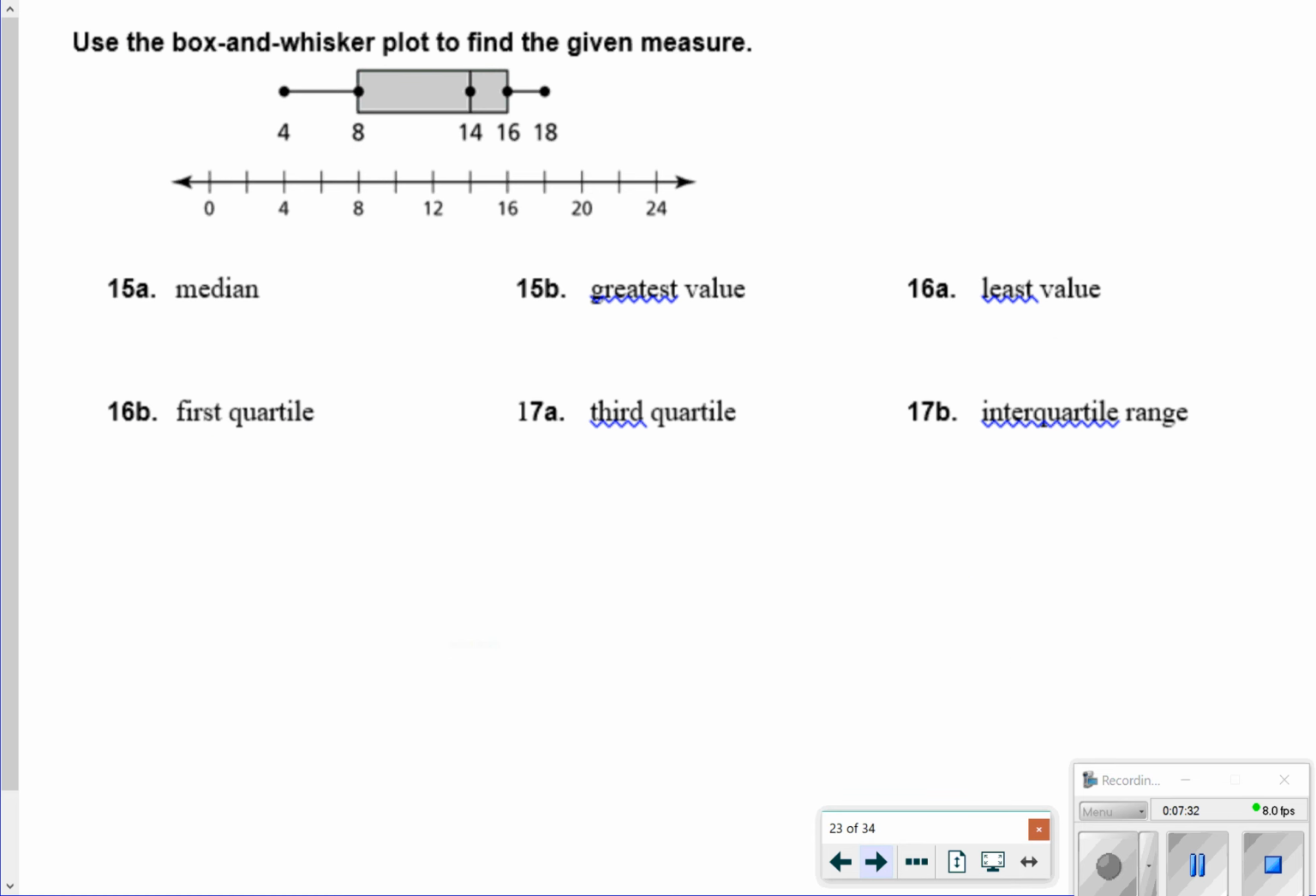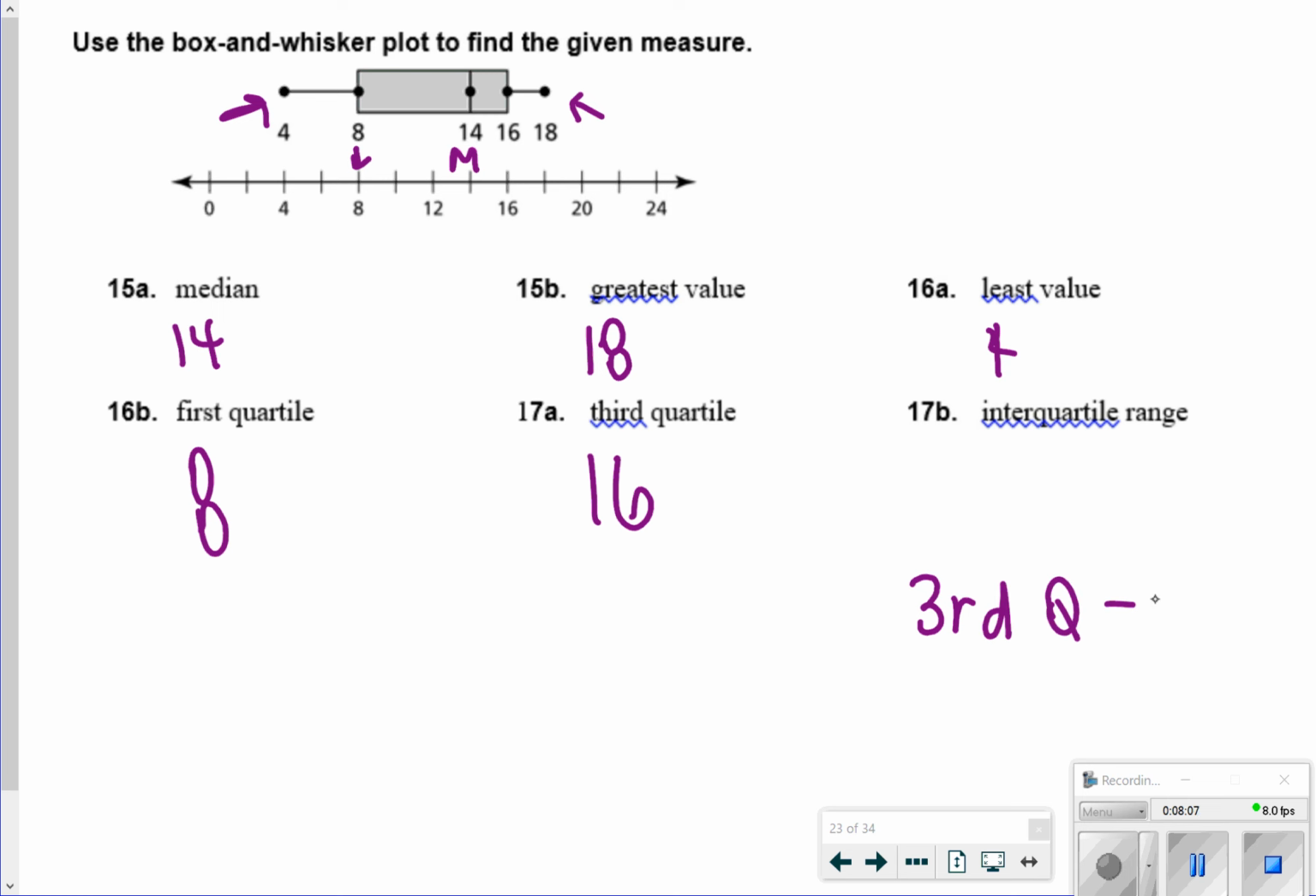For number 15, it says use the box and whisker plot to find the given measure. The median is 14. It's right here in the middle. The greatest value is 18 here. The least value is 4, which is here. The first quartile, that means like the first median, or the first set of data of the lower half, would be 8. The third quartile is going to be 16, and then the interquartile range just means the third quartile minus the first quartile. So you're basically just doing 16 minus 8, and your interquartile range is 8.